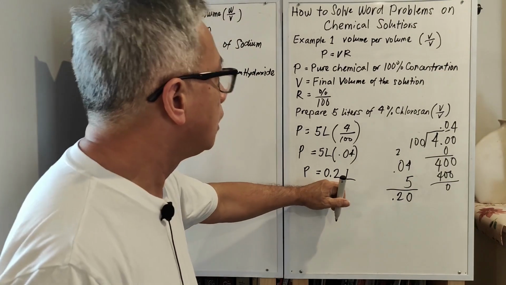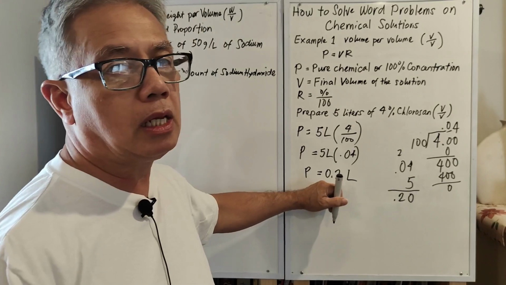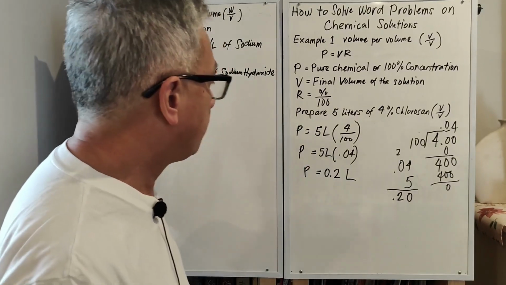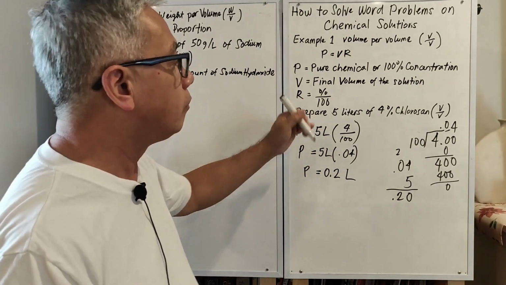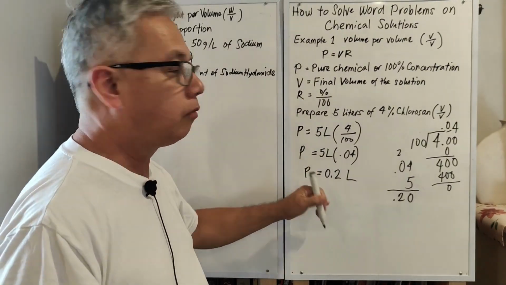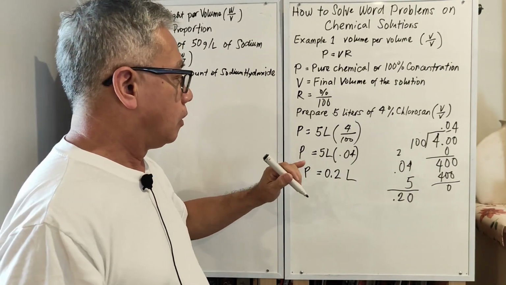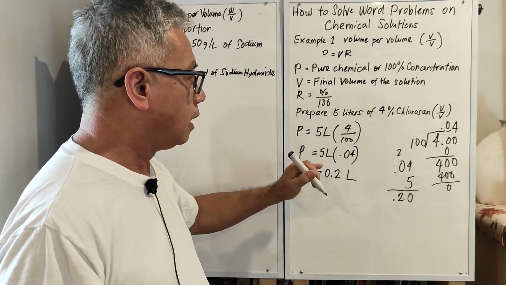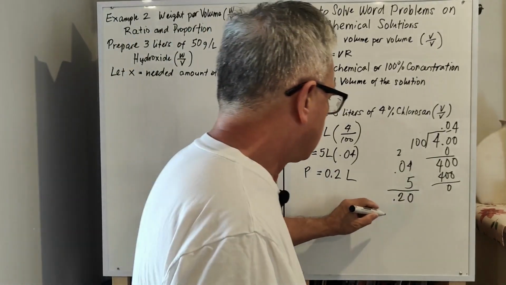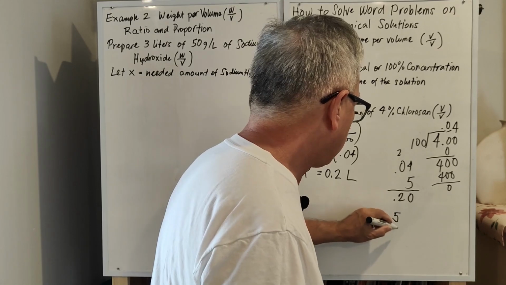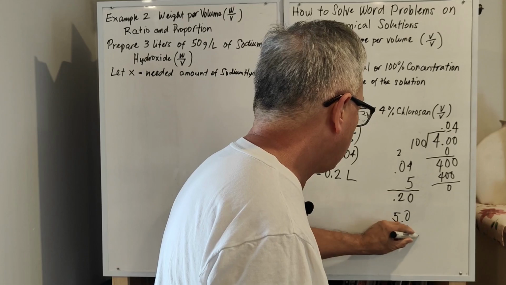Now this is the amount of the chlorosan that we need to add to the solution. Now if you add this to 5 liters, the final volume will become 5.2, and we don't need that. We need exactly 5 liters as the final volume. So we have to subtract this from 5 liters: 5.0 minus 0.2.